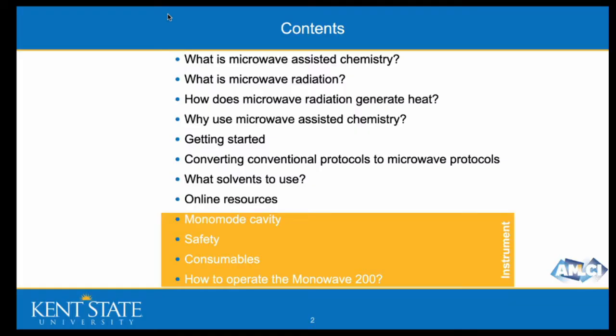So first, we are going to learn what is microwave-assisted chemistry, what is microwave radiation, how does microwave radiation generate heat, why use microwave-assisted chemistry, getting started, converting conventional protocols to microwave protocols, what solvents to use, which online resources are available, and then we'll go specifically to the instrument and talk about the monomode cavity, safety, consumables, and how to prepare the monowave, how to operate the monowave 200.